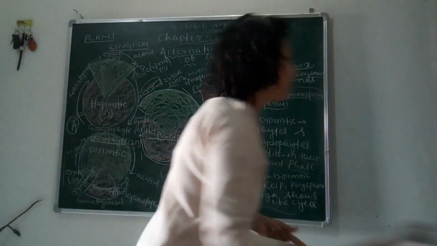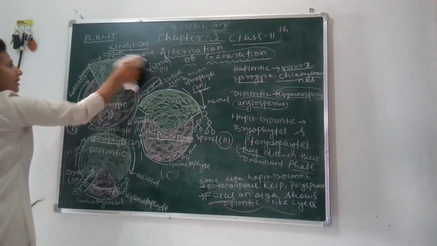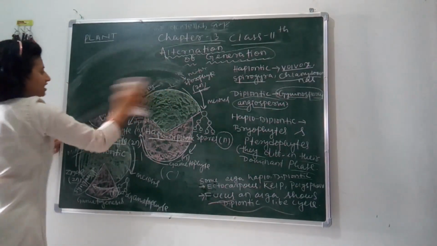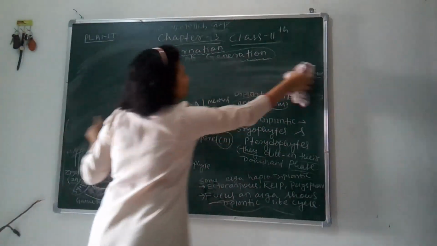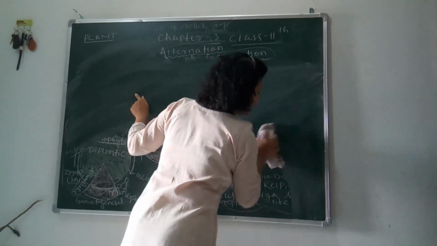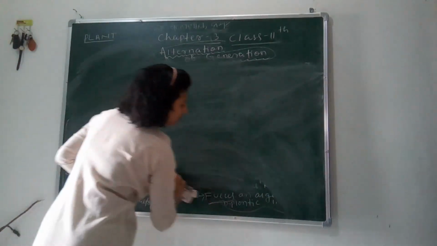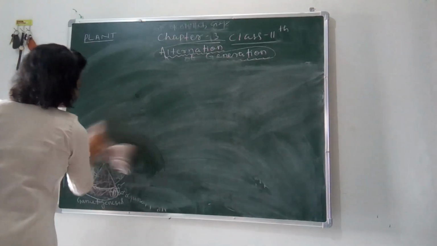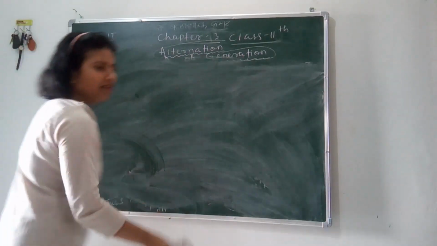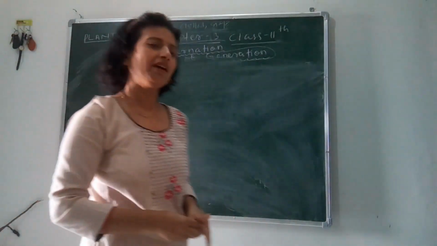And next is the main topic, that is alternation of generation. Let's understand it through a proper example and diagram. So let's continue with alternation of generation. What is alternation of generation? I have already told you.